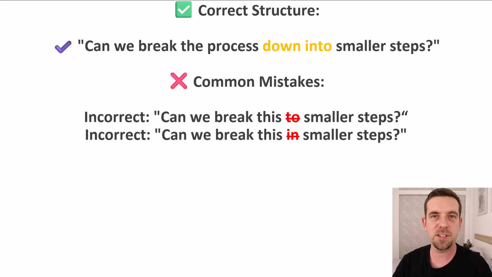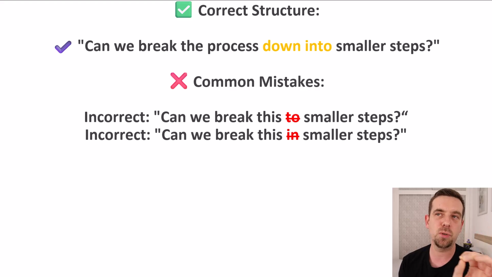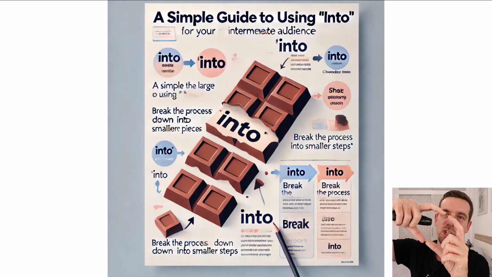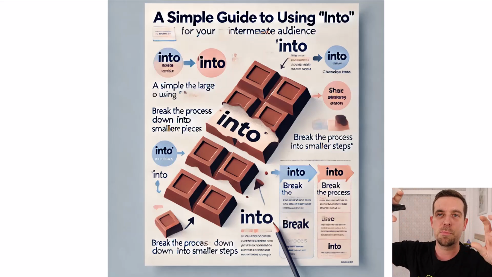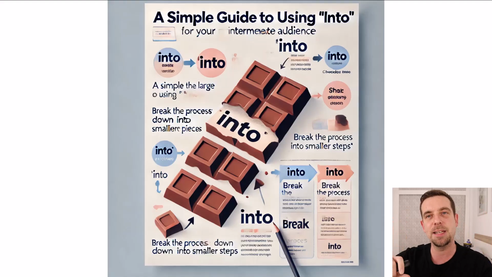So a very common mistake when people are trying to use this phrasal verb is to say something like, can we break this to smaller steps? Can we break this in smaller steps? When it really always needs to be, can we break this into smaller steps? Now, with our friend ChatGPT, this is the best image I could get to show the idea of a chocolate bar, and you're breaking something from bigger into smaller. Divide into, split into, break into, all right?